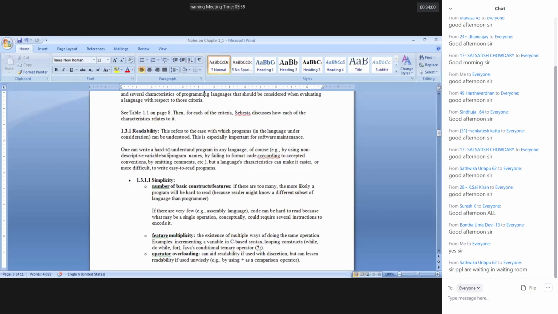So as you can see, of course, by using non-descriptive variables of programs names by failing to format code. According to accepted conventions, by omitting comments, one can write a hard to understand program in any language. Very hard to understand, which is not good. Of course, by using non-descriptive variables, subprograms, names.